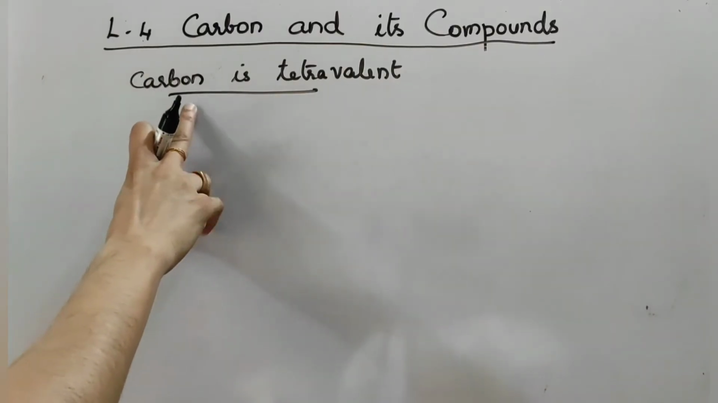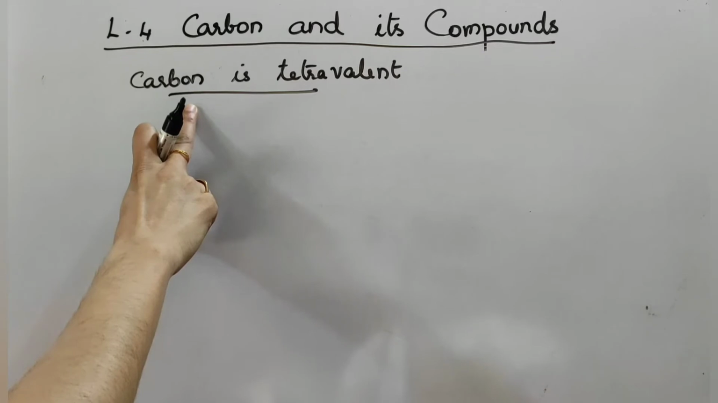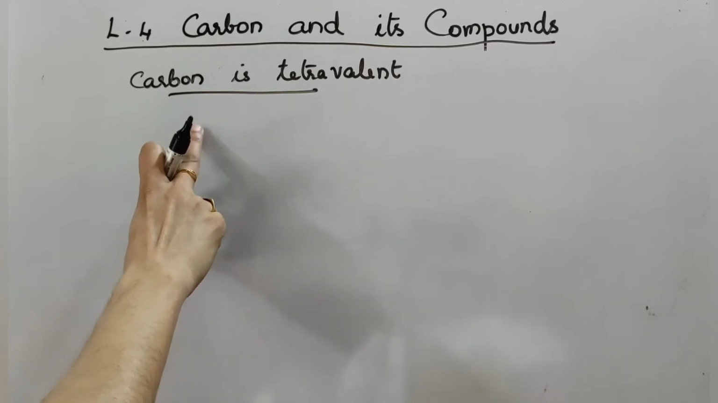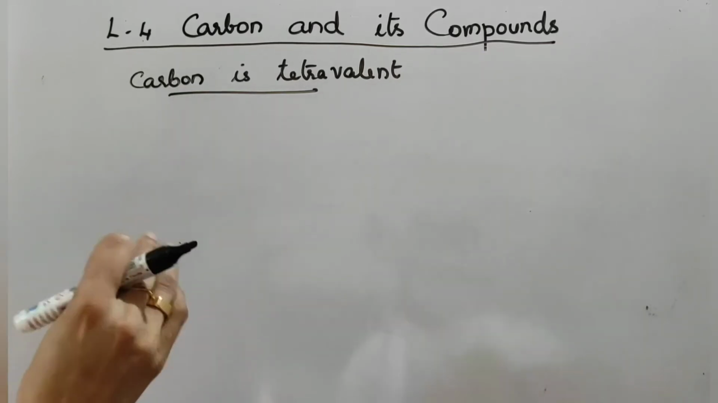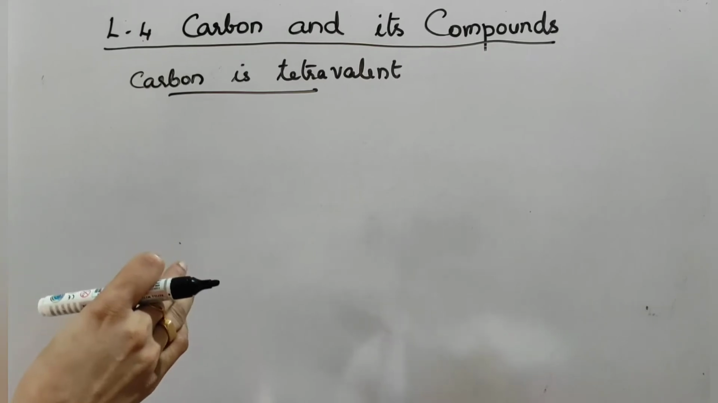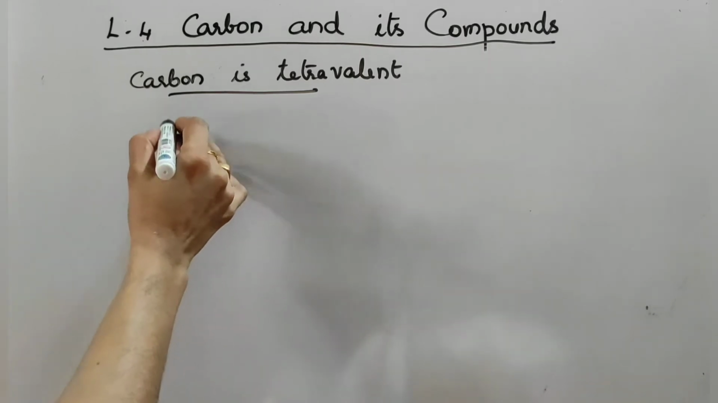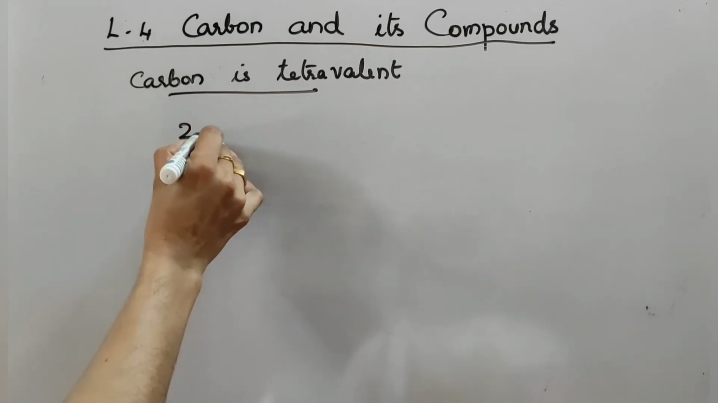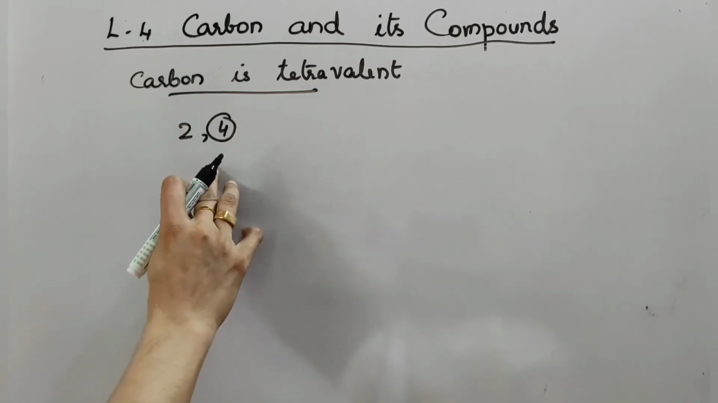Third introduction part, carbon is a tetravalent. We know that carbon atoms acquire 4 electrons to achieve this 8 electron energetic structure. Therefore, the valency of carbon is 4. So, electronic structure 2, 4. What is the valency? Valency of the carbon is 4.